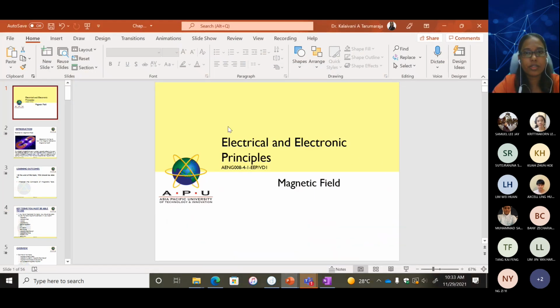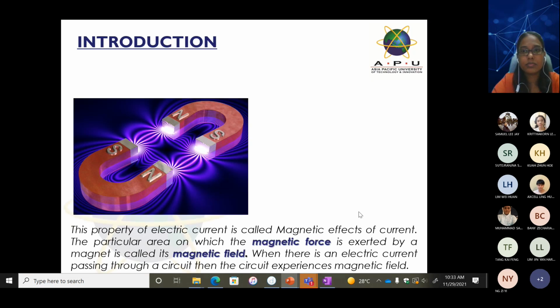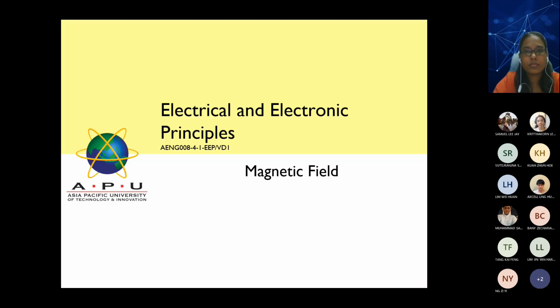Okay, good morning. All right, so let's go with one more chapter based on the magnetic field. Just have a look at this part here. Our topic for today is chapter 3. Chapter 3 is one of the topics for your quizzes too, it will be covered in your quizzes.